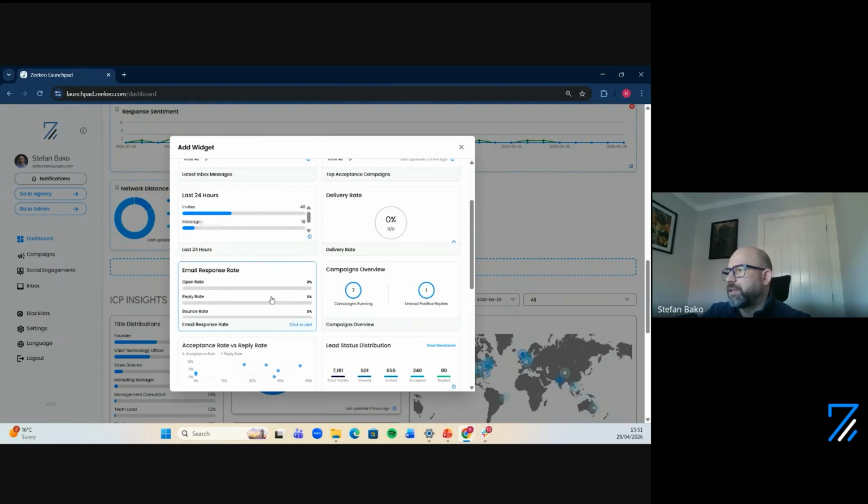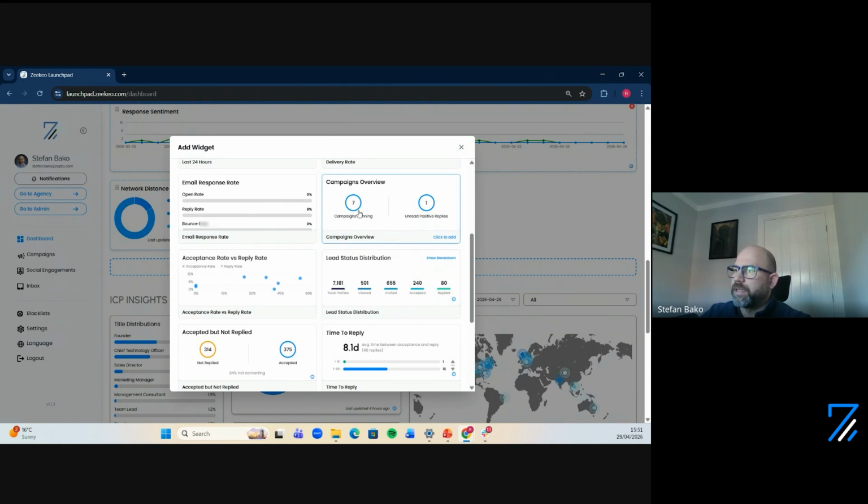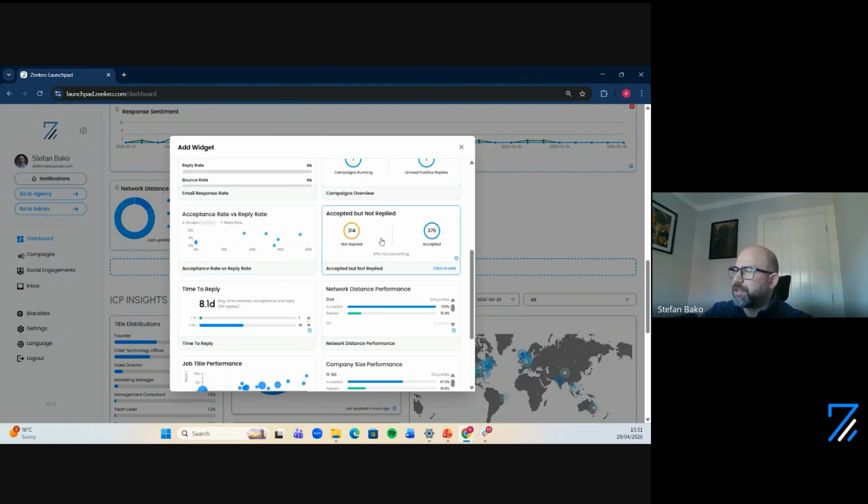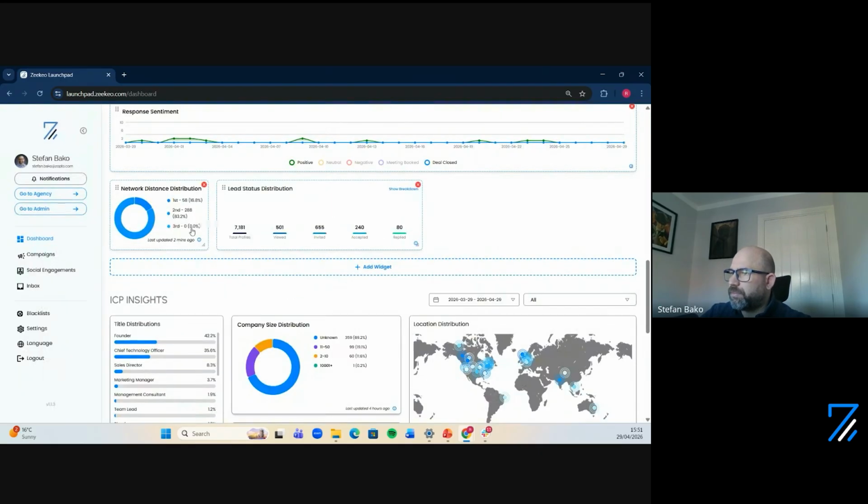Obviously, if you're running email, you see the delivery rate for email, the campaign overview, how many campaigns are running, and how many unread positive replies I have. But then this becomes interesting. I have the funnel, which shows how many profiles are loaded in my campaigns for the last month, how many viewed, how many invited, how many accepted, and how many replied. So it gives you a quick picture overall.